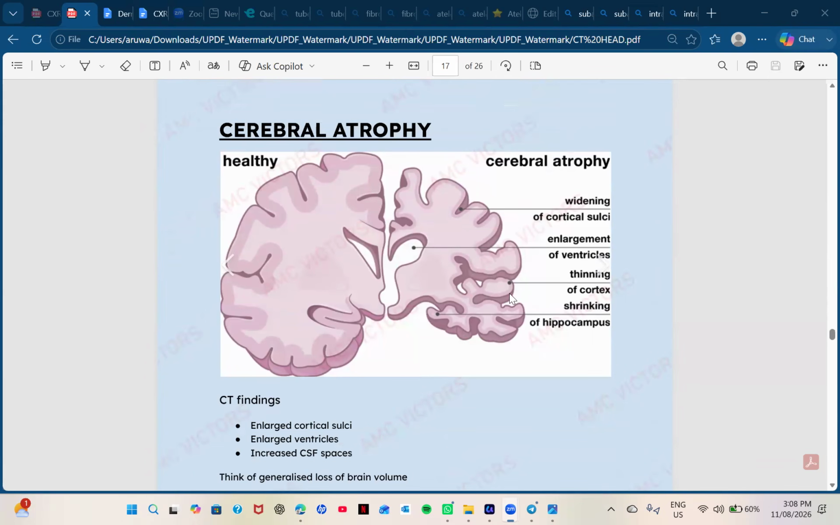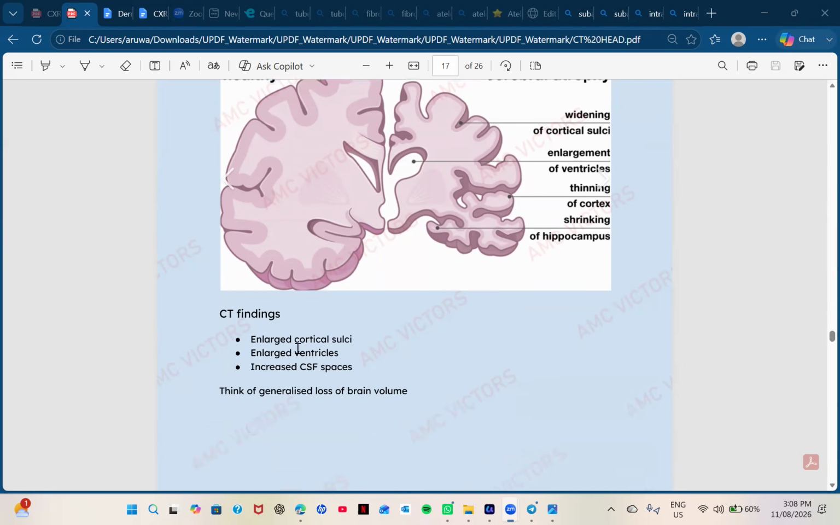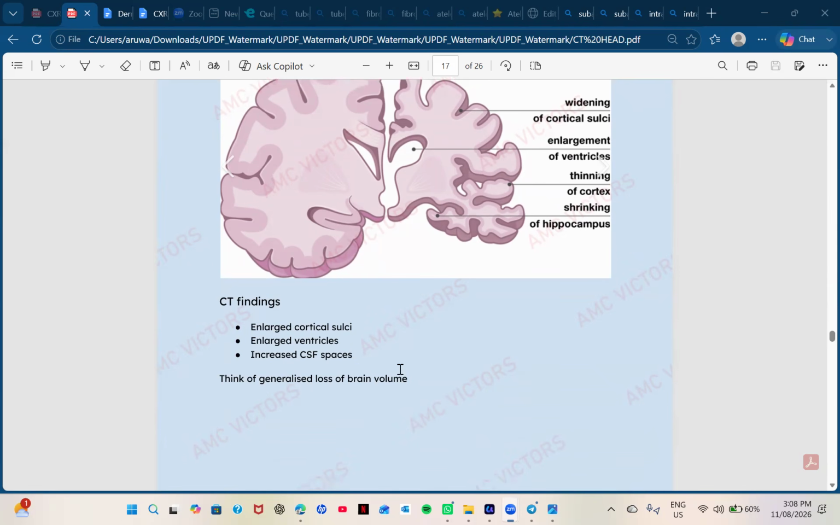Then what about cerebral atrophy? What are the things that you can see? This is the cerebral atrophy side, and this is the healthy side. So there is widening of the cortical sulci here. The sulci are widening, right? Enlargement of the ventricles, here also you can see the enlargement of ventricles. Thinning of the cortex, right? The cortex is getting thin. And shrinking of the hippocampus, right? These are the things that you can see in cerebral atrophy. Here enlarged cortical sulci, enlarged ventricles and increased CSF space.